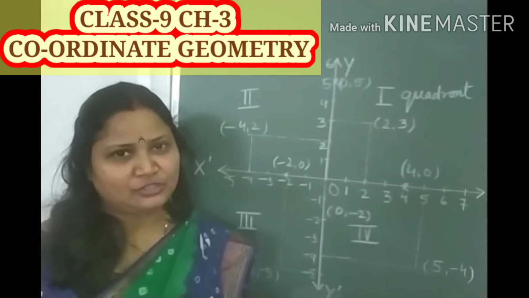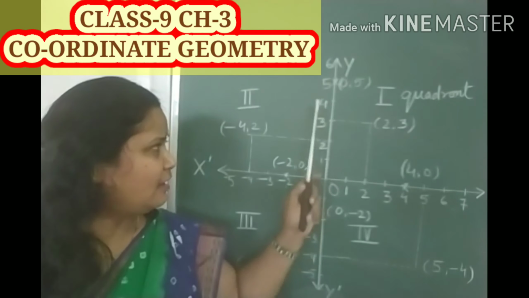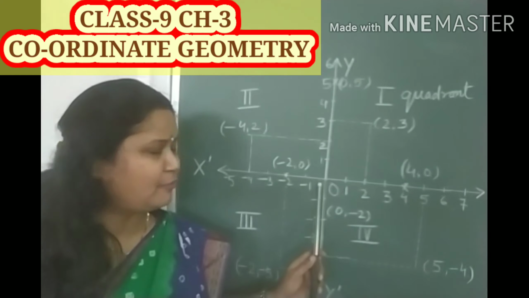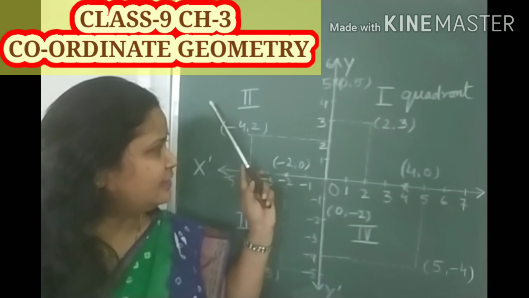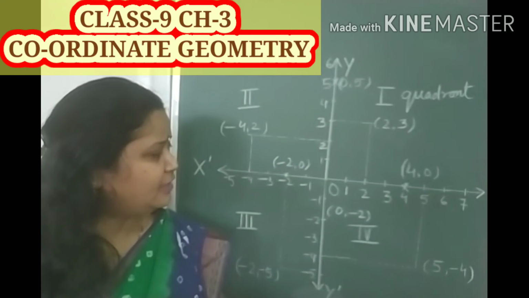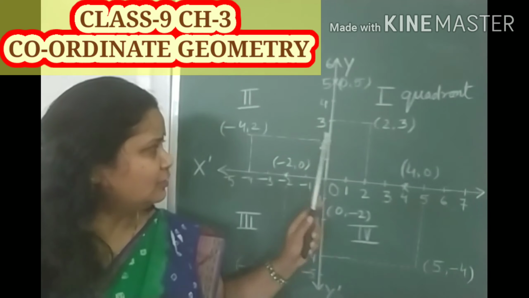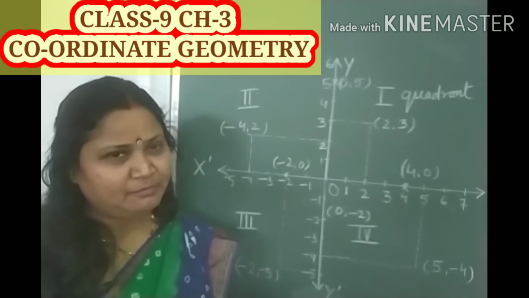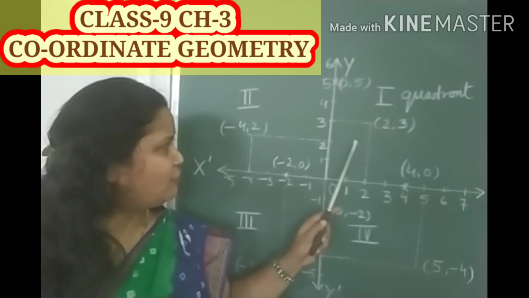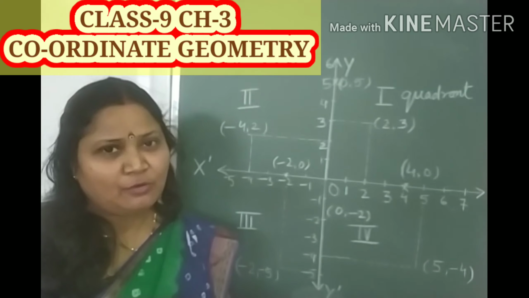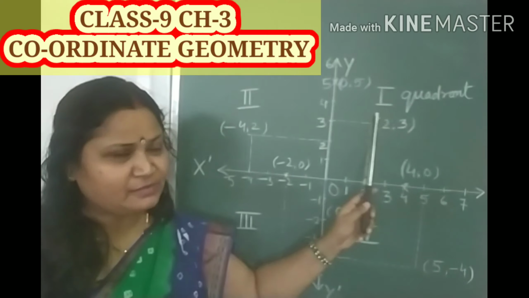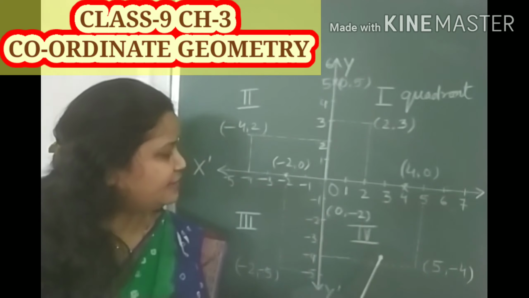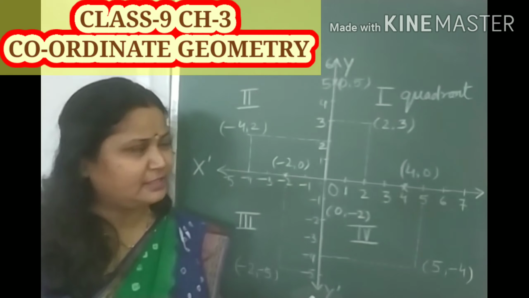If I draw a horizontal number line and a vertical number line in such a way that they intersect at point 0, then they divide the plane on which they are drawn into 4 parts. Now this plane has become a Cartesian plane and these 4 parts are known as quadrants. This is called the first quadrant, this is the second quadrant, this is the third quadrant and this is the fourth quadrant.